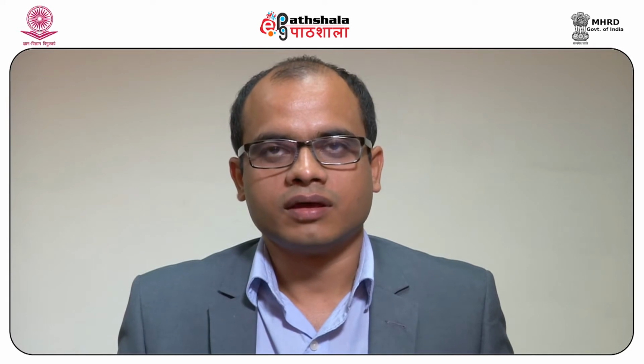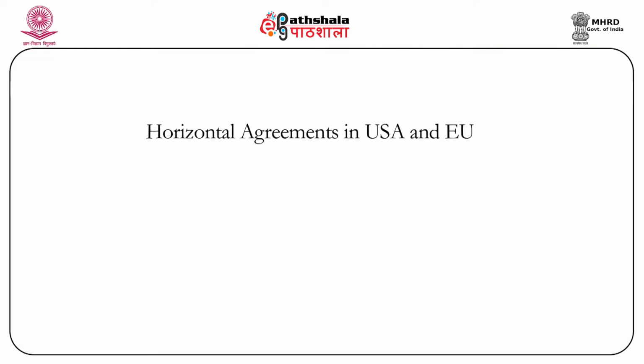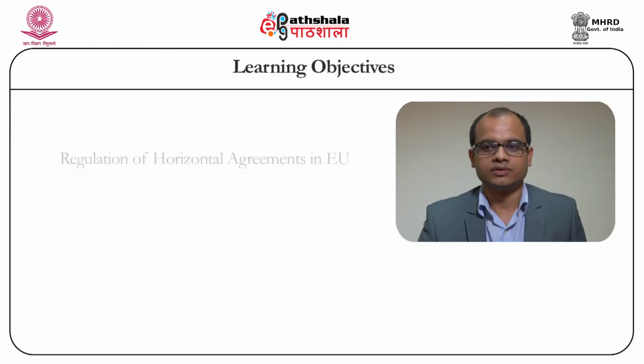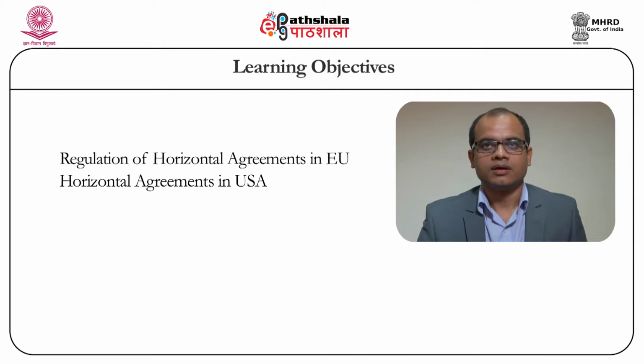Today I will be talking about module 13, which relates to horizontal agreements in the United States of America and European Union. To give you an overview, this module will deal with the regulation of horizontal agreements in the EU and USA. The European Union and USA are mature jurisdictions which have got good experience of dealing with anti-competitive agreements, and we can take out very good principles. We can have good learning principles from these mature jurisdictions and can apply those principles in competition law in developing economies also.